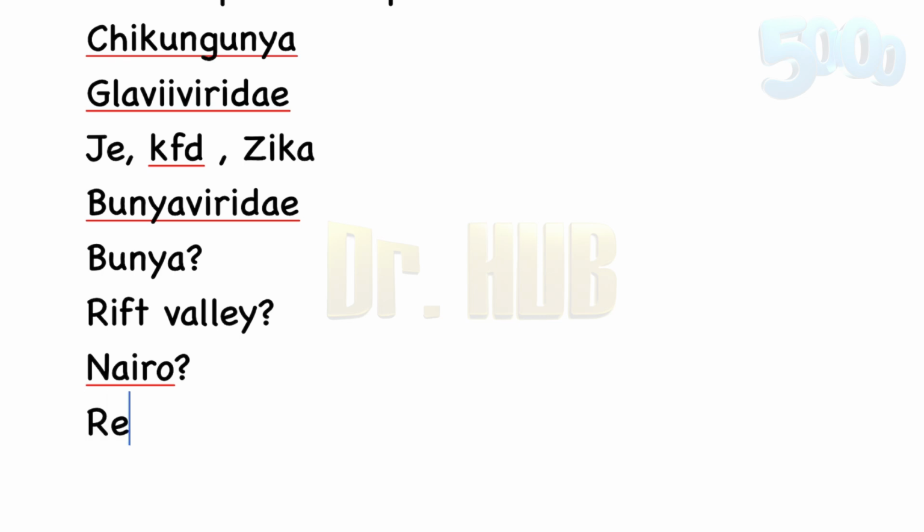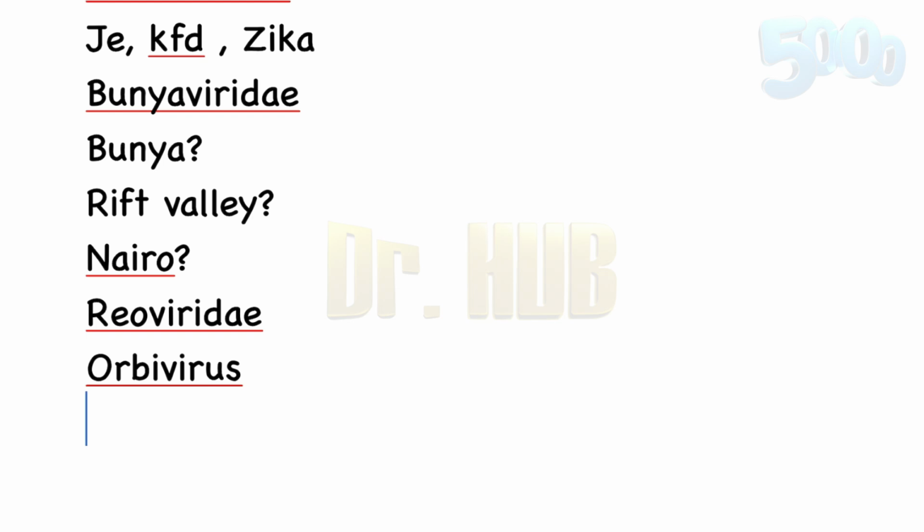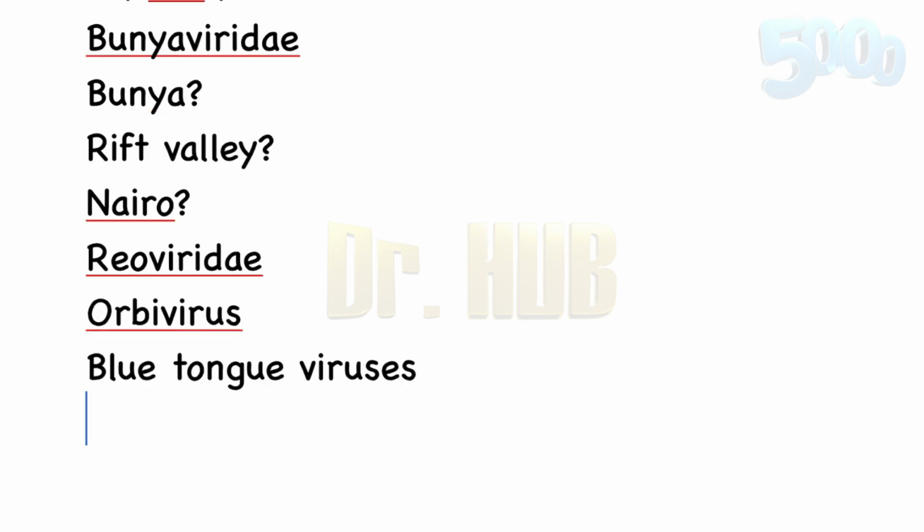Next we move on to the Reoviridae. So what is the Reoviridae? When you look at Reoviridae, it includes arboviruses. It includes African horse sickness as well as the bluetongue viruses. Next we move on to the Hantaviridae.